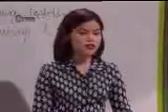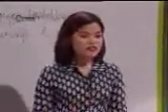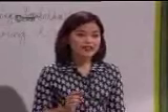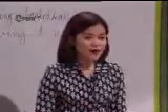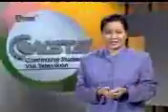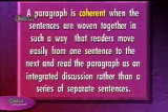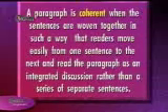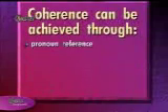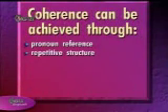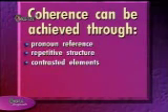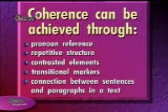Thank you very much. Now, class, when all the details in a paragraph are necessary or relevant to the main idea, then we can very well say that the paragraph is coherent. What is coherence? A paragraph is coherent when the sentences are woven together in such a way that readers move easily from one sentence to the next and read the paragraphs as an integrated discussion rather than as a series of separate sentences. Coherence in paragraphs can be achieved through pronoun reference, repetitive structure, contrasted elements, transitional markers, and connection between paragraphs. Let's now take up the first, pronoun reference.